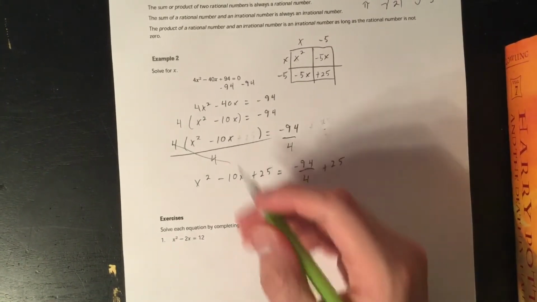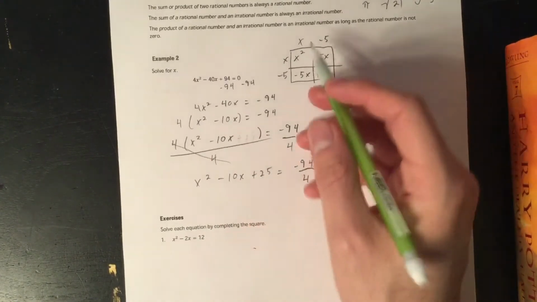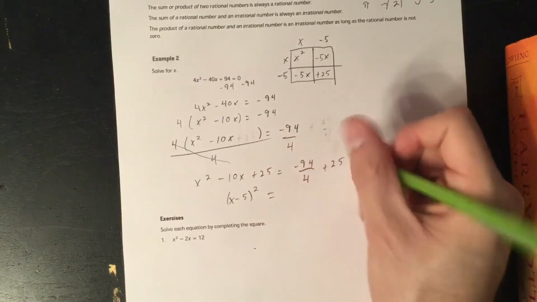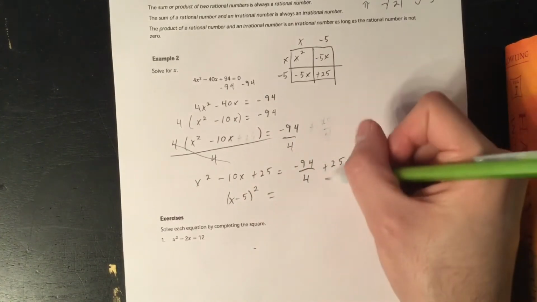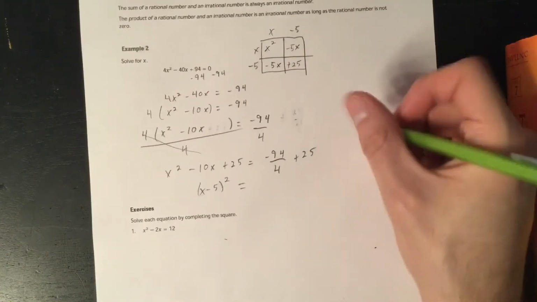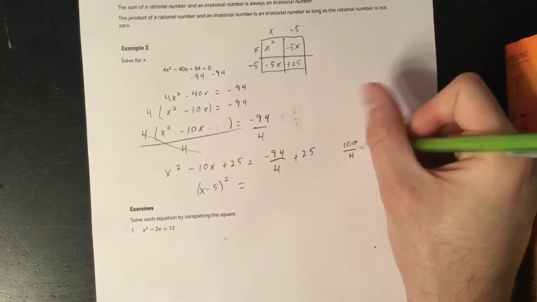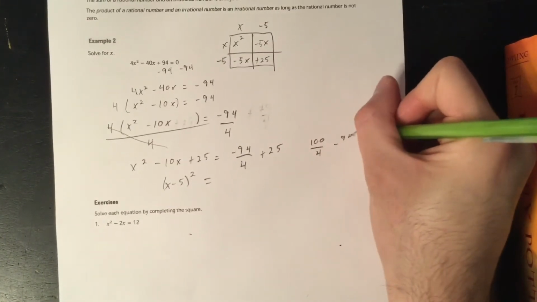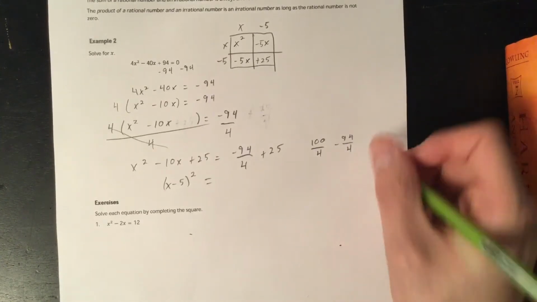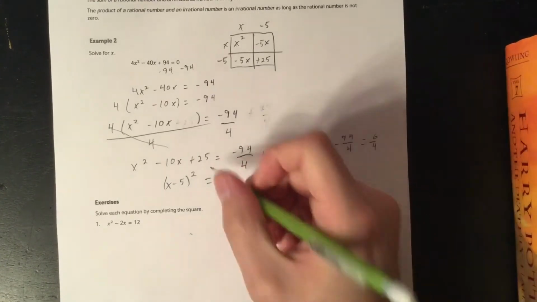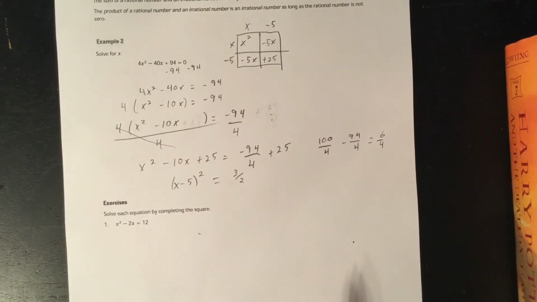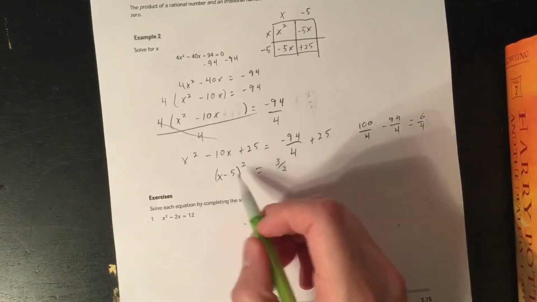The next thing here, get this into our factored form. It's going to be x minus 5 squared, and that's going to equal, so this would be 100. If we were to put this 25 into a fraction, it would be the same as 100 over 4. So it would be 100 over 4 minus 94 over 4. When we do that, we'll end up getting 6 over 4. So we get 3 over 2 as a reduced form. We can divide each of those by 2.